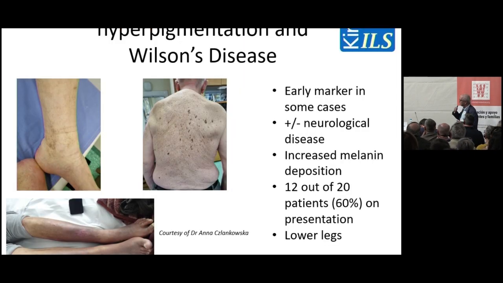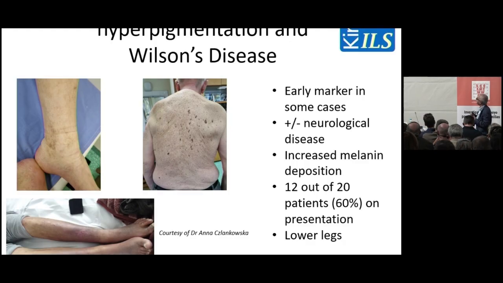And then this is a manifestation which we probably do see, but we may not necessarily pay attention to. So this is early pigmentation. This is hyperpigmentation of the skin that can occur on the back or usually on the lower legs, all right? And sometimes this can be seen in early cases of Wilson's disease, all right? And more often than not, it can be associated with neurological disease. It's generally associated with increased pigment or melanin within the skin.